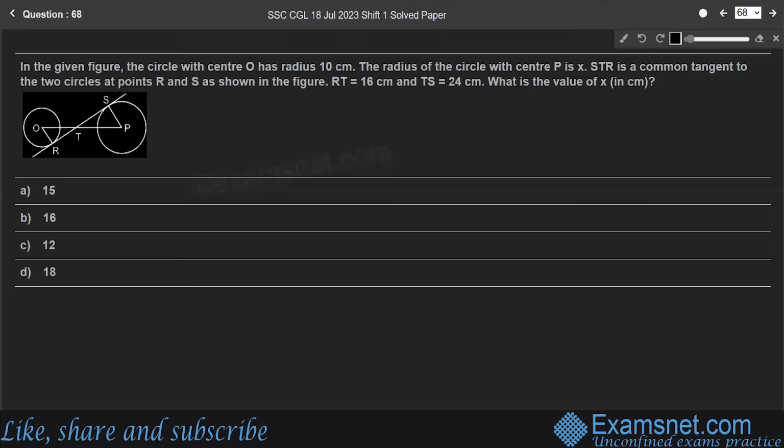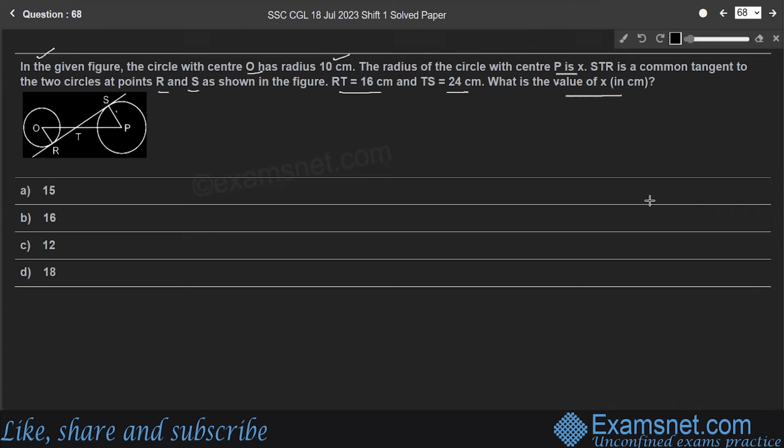Question 68. In the given figure, the circle with center O has radius 10 centimeter. The radius of the circle with center P is x. STR is a common tangent to the two circles at points R and S as shown in the figure. RT is 16 centimeter, TS is 24 centimeter. Then what's the value of x?